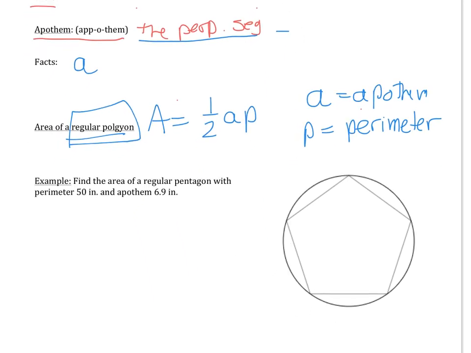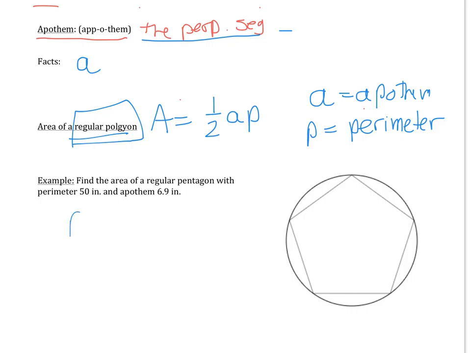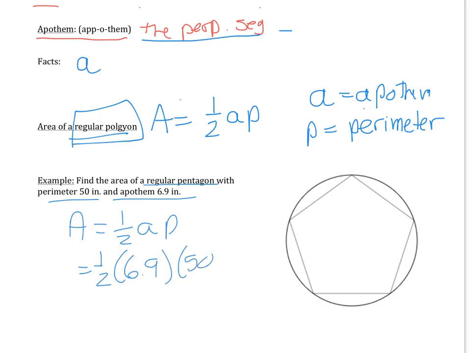So in the first example, you're not going to get any that are this easy again, but they're giving you a regular pentagon, they're giving you the perimeter, they're giving you the apothem. So it's 1/2 a times P, which would be 1/2 times 6.9 times 50. It comes out to 17.25 inches squared. So in this case, they've given you everything you need. That's not usually going to be the case.